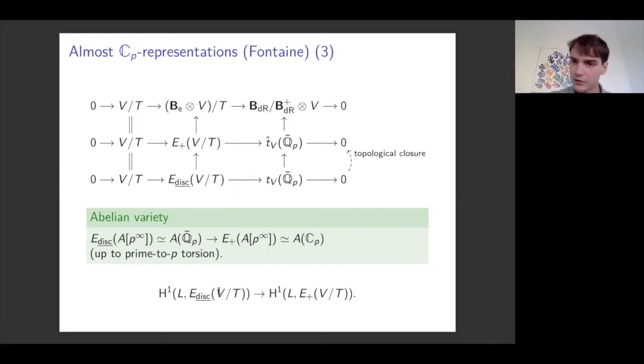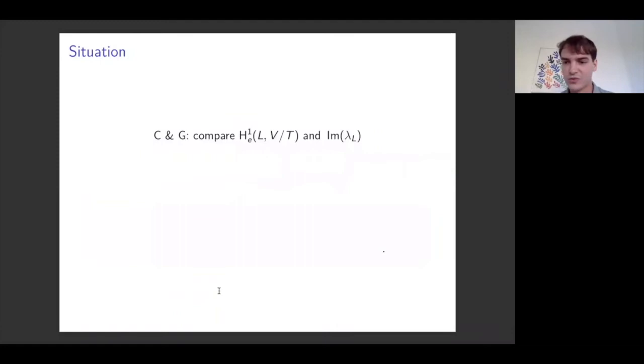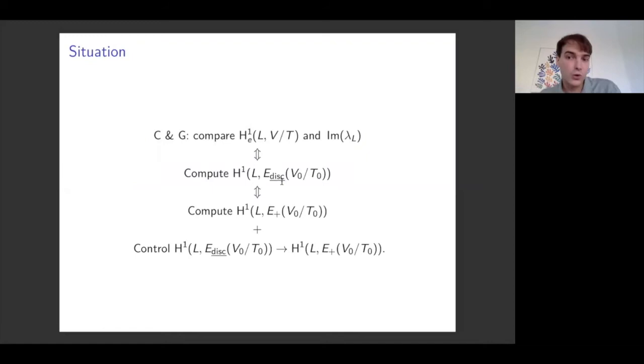And so I want to make the summary of all of this in the next slide. So the situation we are in, just to fix things a bit: Coates and Greenberg's question was to compare the exponential of the Block-Kato subgroup with the image of lambda L. The first reduction we did, with the Coates and Greenberg strategy in mind, is to compute the cohomology of this E disk V0 T0. And the second reduction, because this seems difficult to do directly, is that we consider the cohomology with coefficients in E plus, that we hope we'll be able to compute. Plus, we would have to control the completion map in cohomology. Okay?